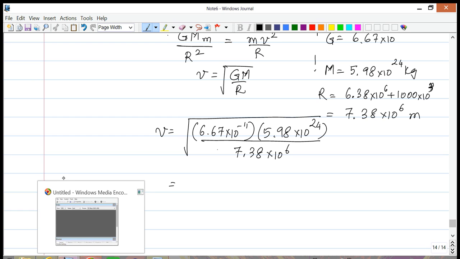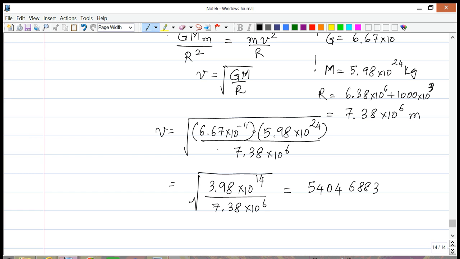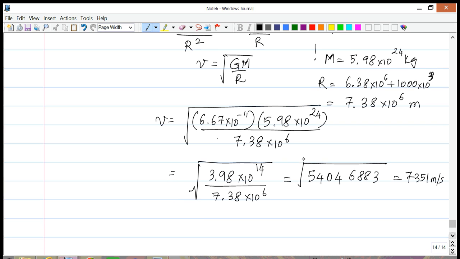So the numerator ends up becoming 3.98 times 10 to the 14, or 3.99 times 10 to the 14, divided by 7.38 times 10 to the 6. Now we can divide, and that gives us a value which is 5404683. Now I have to find the square root of that, and that gives me 7351 meters per second. Great, we have the speed now.